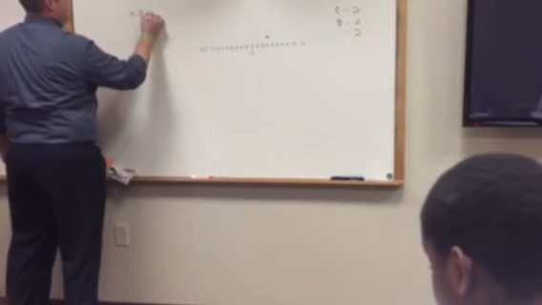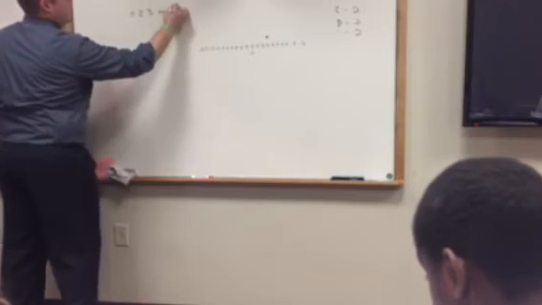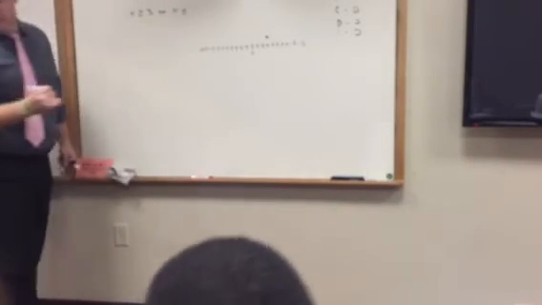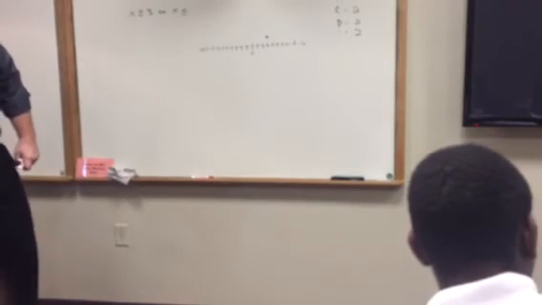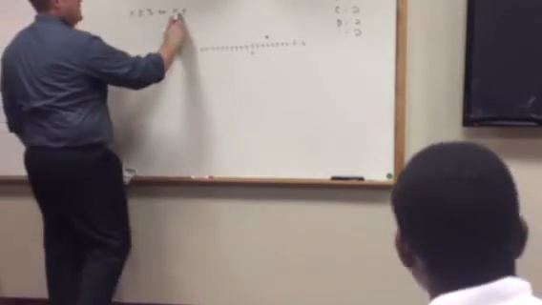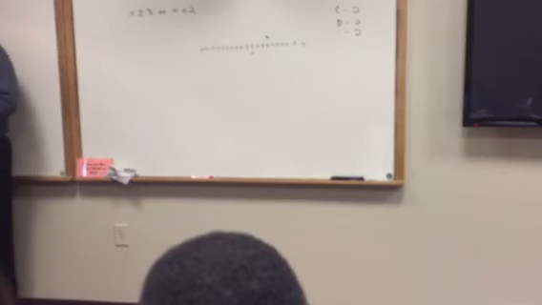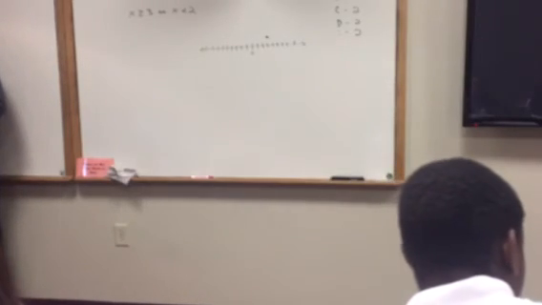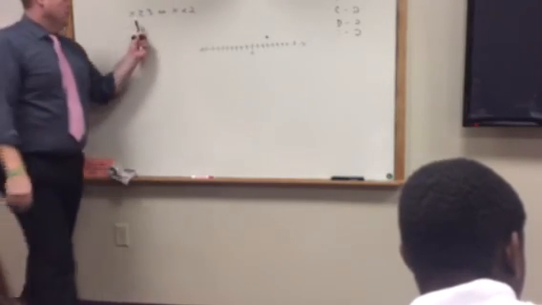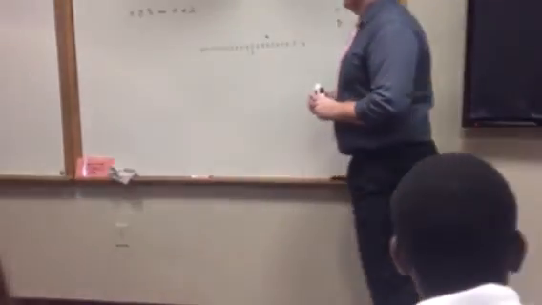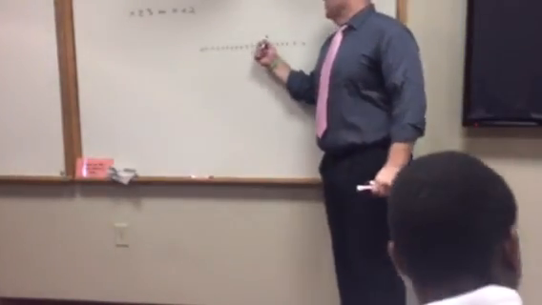X is greater than or equal to 3, or X is less than or equal to... let's do less than 2. All right. So watch carefully. Let's draw this. If I were drawing this on my number line, here's what I would do: greater than or equal to 3. So is it going to be an open or closed circle?